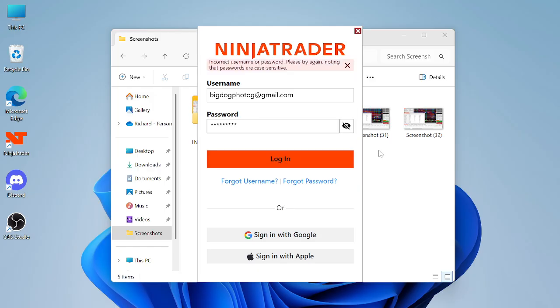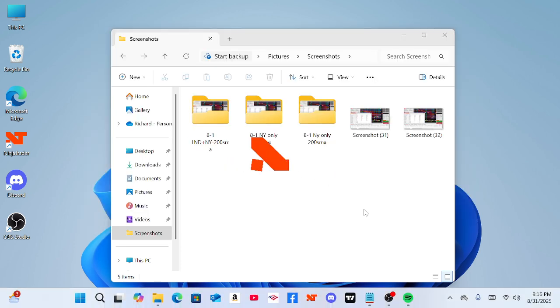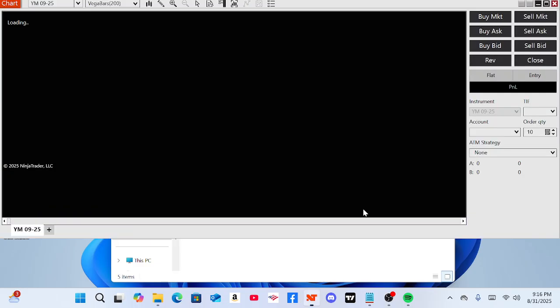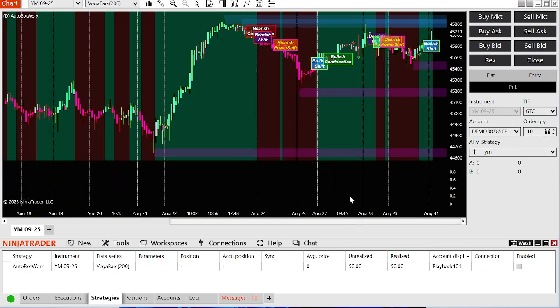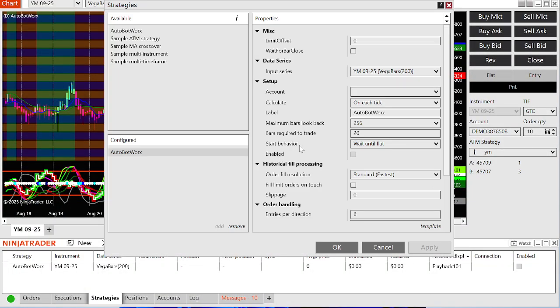So I'm using an SMA strategy, and just changing the settings on the Vega bars and filtering by the SMAs to figure out what works best. So first off, let's pull up the bot.